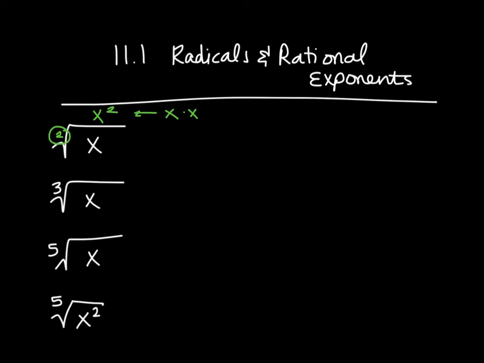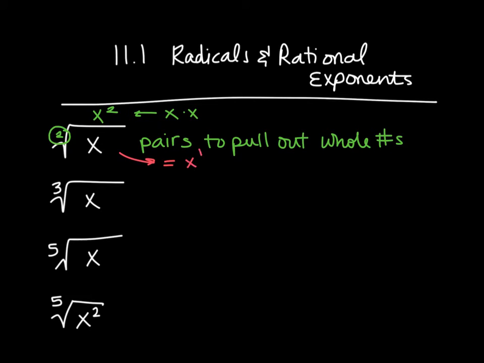So I want you to remember that 2 means we have to have pairs, right? When we break down, we have to have pairs to pull out whole numbers. So that's what I'm going to write down, to pull out whole numbers. And the reason for that is because another way to write the square root of x, so I'm going to write that down here, is to say x to the 1/2 power. So because we do that, think about how many halves does it take to make a whole. Well, you need 2 of them, so that's why we have to have pairs to pull out whole numbers.